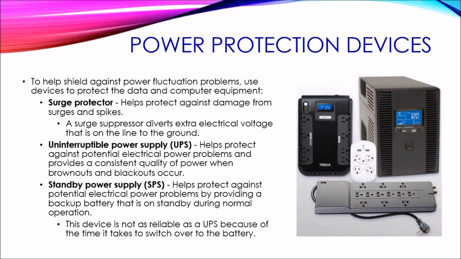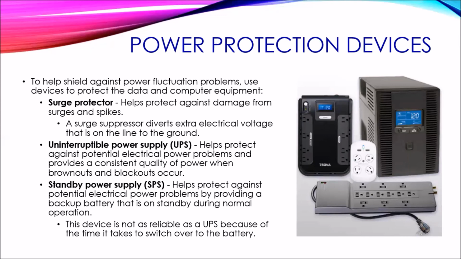Power protection devices. These devices are used to support and help against power fluctuation problems. They are also used to protect the data and computer equipment. Surge protector. It helps to protect against damage from surges and spikes. A surge suppressor diverts extra electrical voltage that is on the line to the ground.